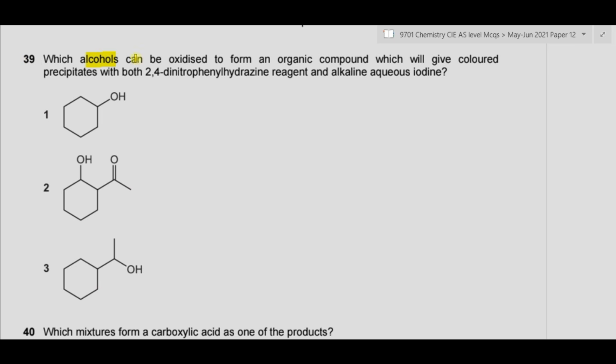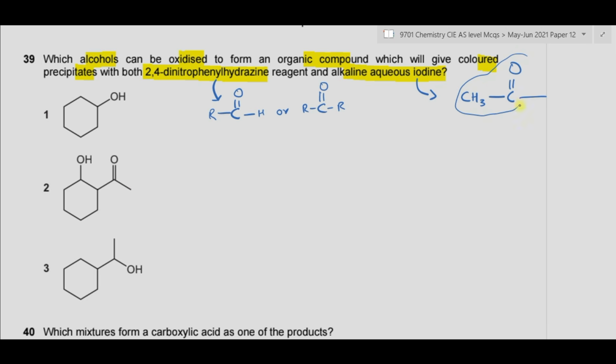Question 39. Which alcohols can be oxidized to form an organic compound which will give colored precipitates with both 2,4-DNPH and alkaline aqueous iodine? Now you should remember that 2,4-DNPH gives colored compound with aldehydes and ketones, while alkaline aqueous iodine gives colored product only with a product having a methyl group directly attached with the carbonyl carbon. This must be present.